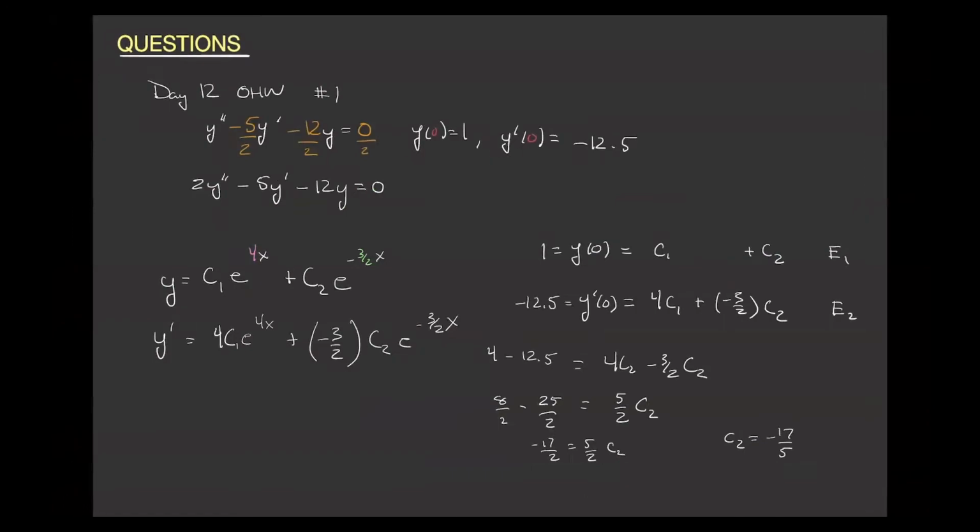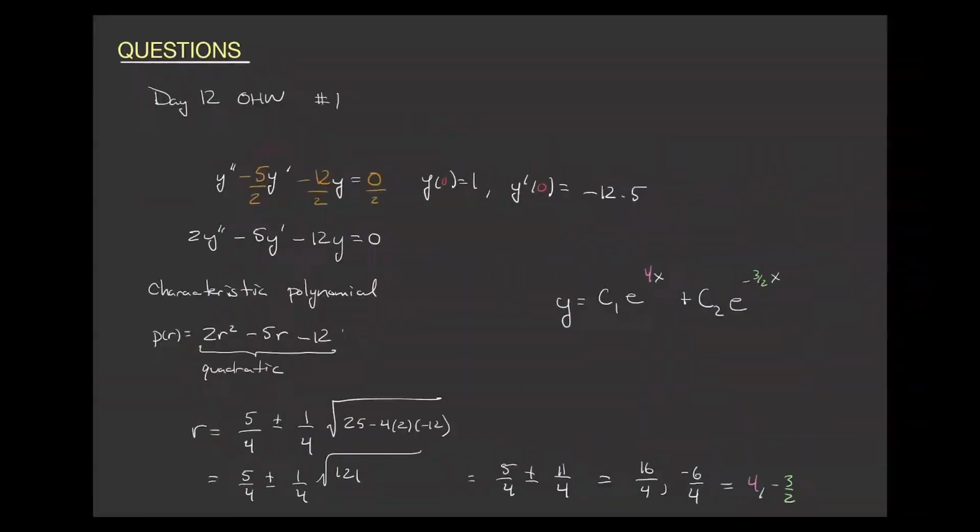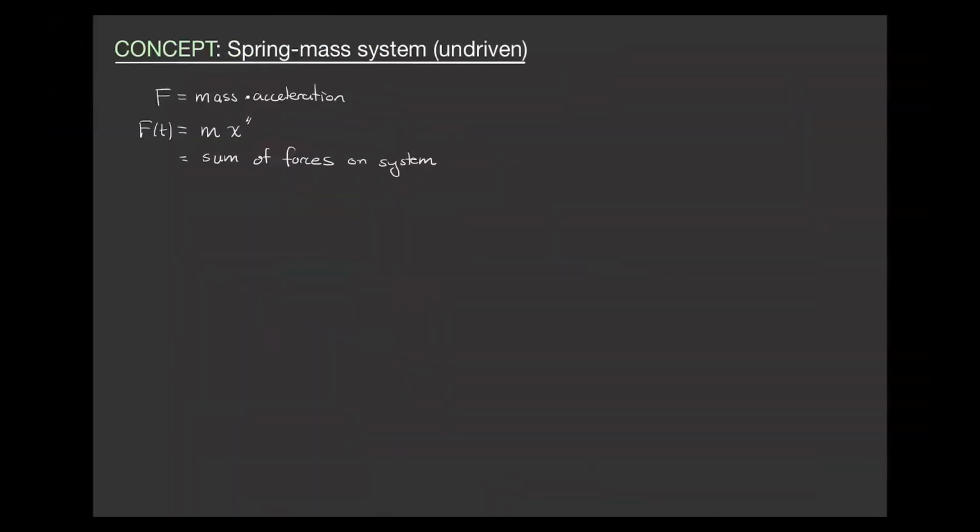Okay, so that's questions. Now let us start looking at concepts. So the big theme of today is looking at spring mass systems that are undriven. Now the undriven is going to correspond to being homogeneous. Later, when we have a driven spring mass system, that'll correspond to being non-homogeneous. In all these cases, though, what we're doing is we're looking at linear constant coefficient differential equations. And the spring mass system is just a particularly nice example. So let's look at it.